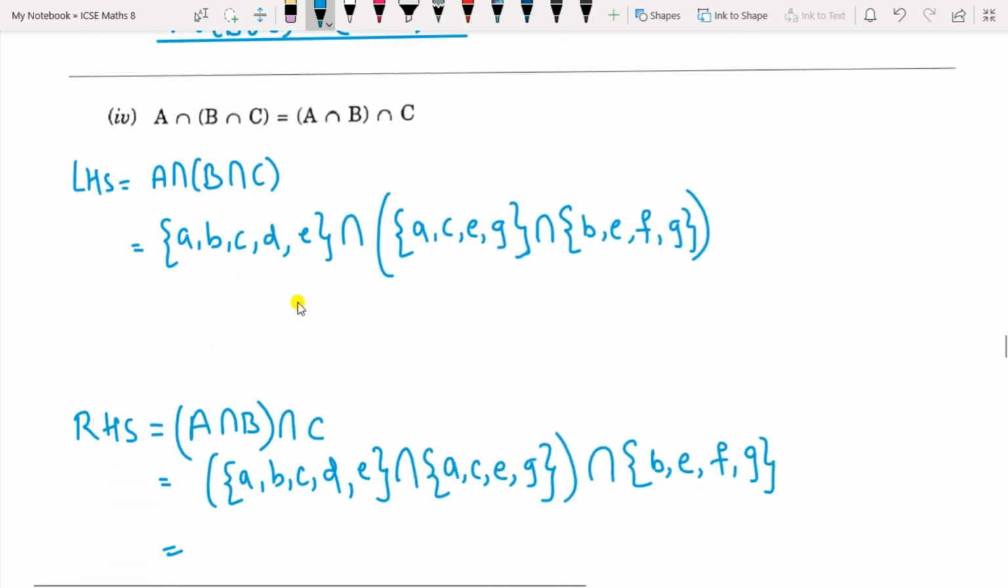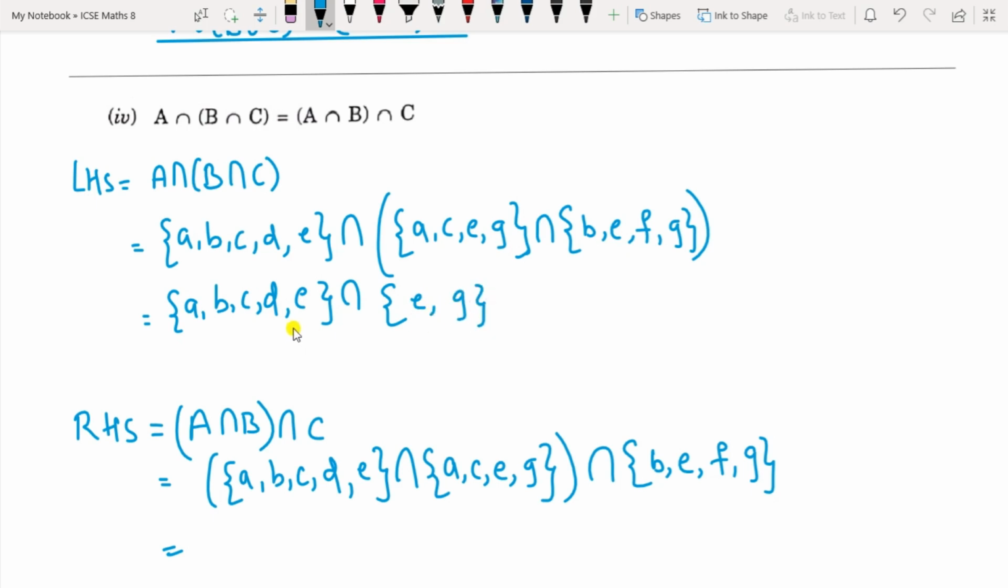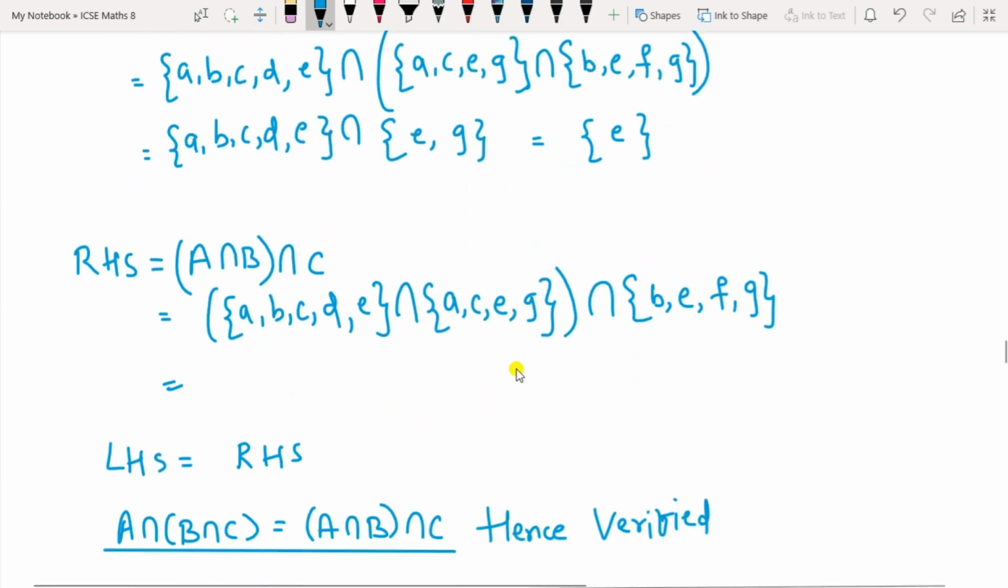So now let us see the associative property for intersection. So this is A intersection (B intersection C). First we have to solve this bracket here. So first write A as it is, A, B, C, D, E, intersection. What will be their intersection here? The points of intersection for this one are E and G. So this is E and G. Now the intersection of these two things here is E alone. That will be your LHS.